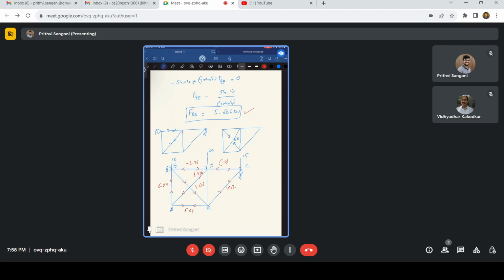We only require AC, right? For the rest of the members, the forces are not 0, but I only need this one because Fi Li by AE in the other members is zero. So what am I going to do? It should be in this direction, so this is square root of 2. If this is square root of 2, what is my delta H?